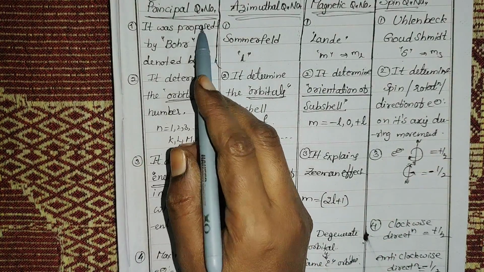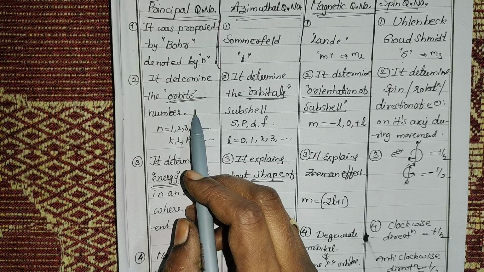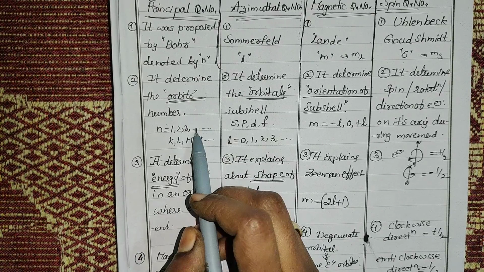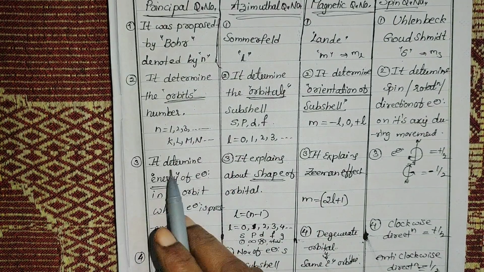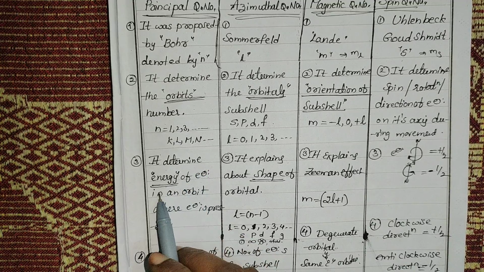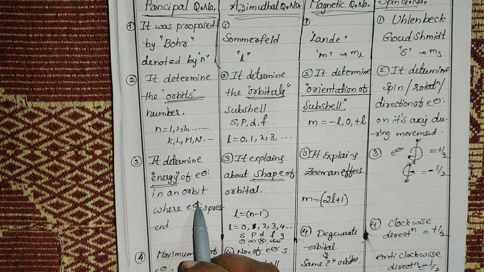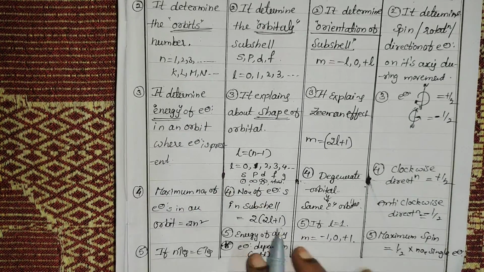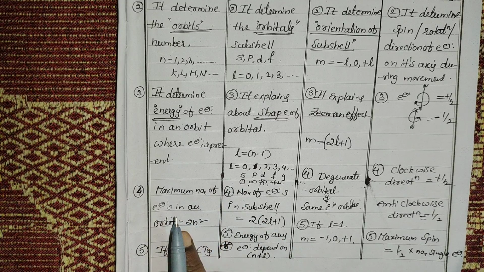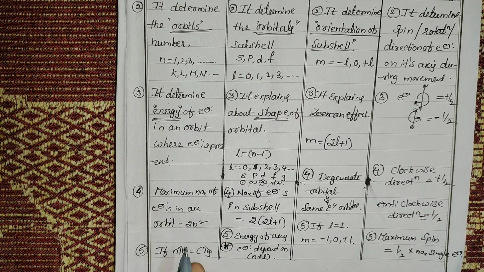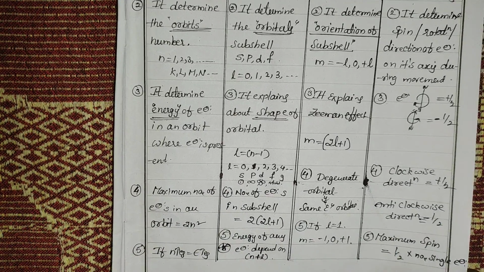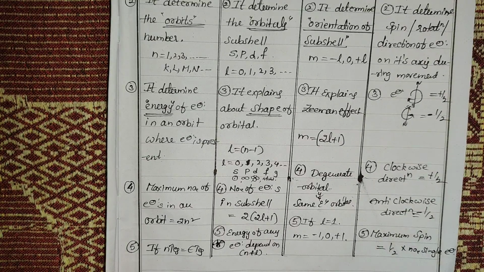Next, the principal quantum number determines the orbit numbers. n equals 1, 2, 3, that is K, L, M, N, like that. The principal quantum number determines the energy of an electron in an orbit. The maximum number of electrons present in an orbit is 2n squared. When the n value increases, energy also increases. This is about the principal quantum number.